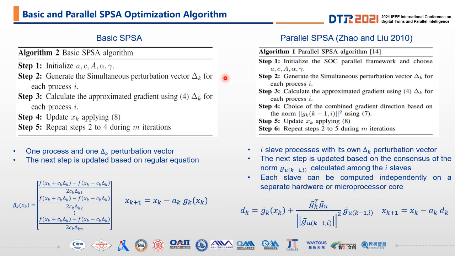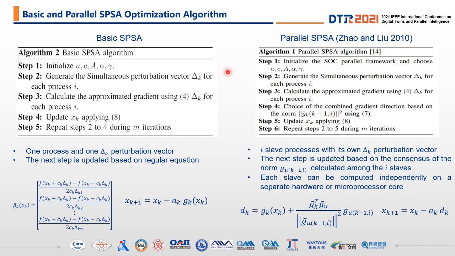So in that sense, we have the basic and parallel SPSA optimization algorithms. The algorithm can be executed in the regular form. Basically, we initialize the algorithm, generate the solutions, generate the simultaneous perturbation vector, in this case just one for each iteration, or each process. We have just one process. We calculate the gradient using this expression here, and we calculate the next step, and we keep updating this for a certain number of approximations, changing each time our perturbation vector.